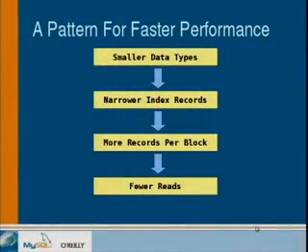And this is the limit of my graphical ability right here. That's about it. It's just a little flow: smaller data types lead to narrower index records, more records per block, fewer reads, faster performance. It's just the general thing. How to get better performance from your indexes in the schema.